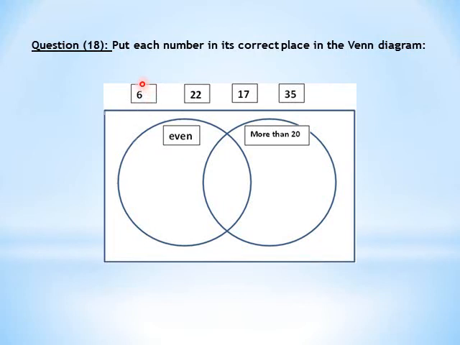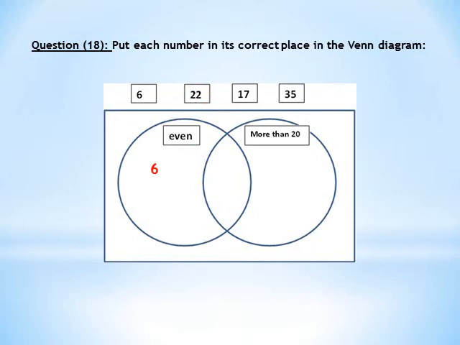Number 6. Is it an even number? What are even numbers? These are numbers that have 0, 2, 4, 6 or 8 in the units place. Is 6 an even number? Oh yes, it is. Is it more than 20? No, it's less than 20. So 6 will go here in this part.